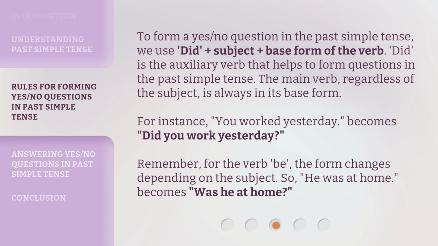Remember, for the verb be, the form changes depending on the subject. So, he was at home becomes, was he at home?